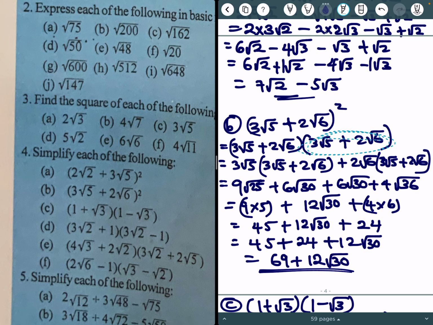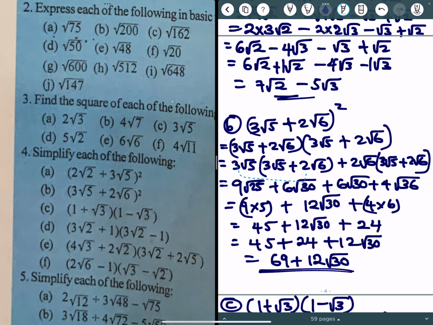Now, I'll write 3 root 5 down, then put the second bracket in front of it. That's 3 root 5 times this. Also, I'll write the second term down, which is 2 root 6, then put the second bracket right in front of it. So 3 times 3 is what? 9. Root 5 times root 5 will give me 9 root 25.